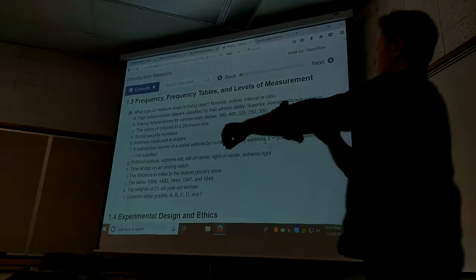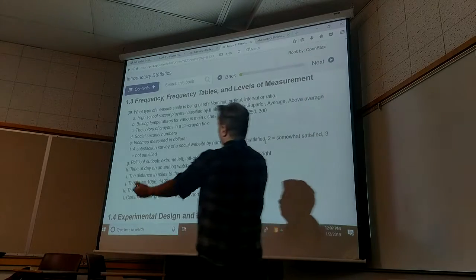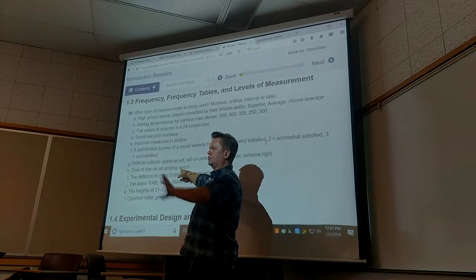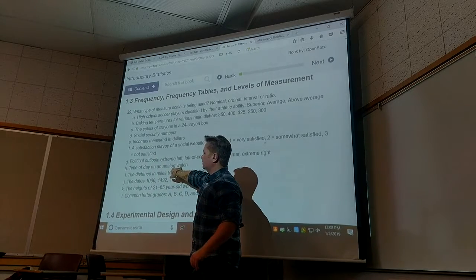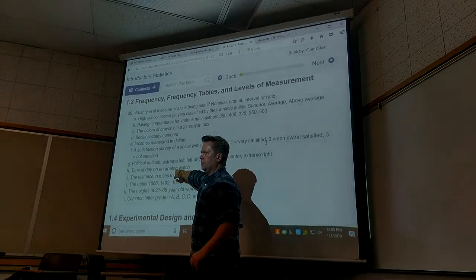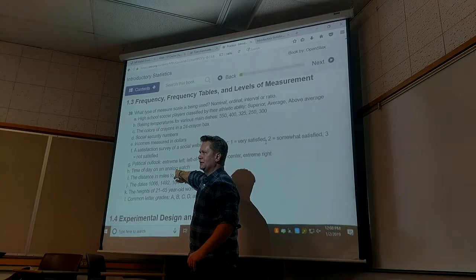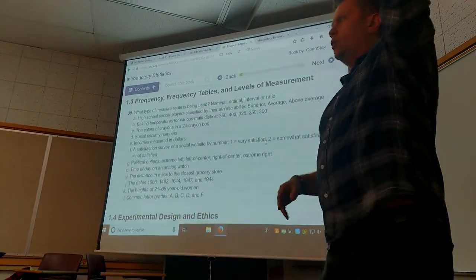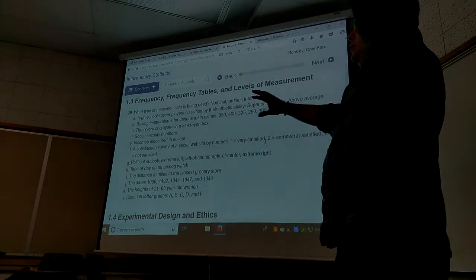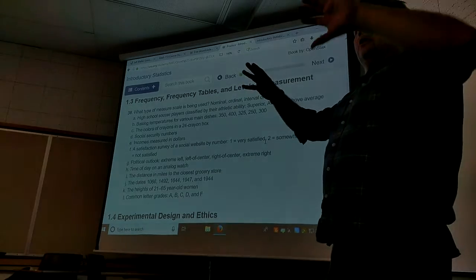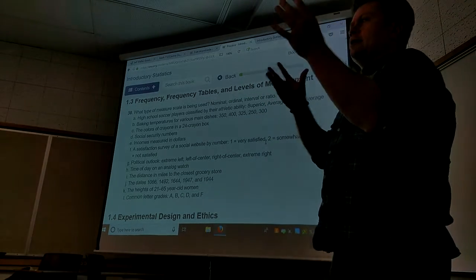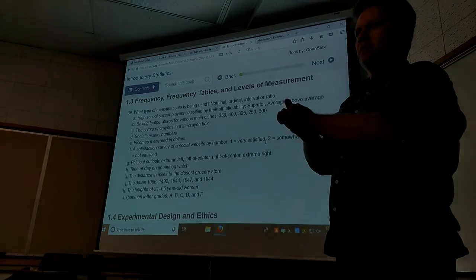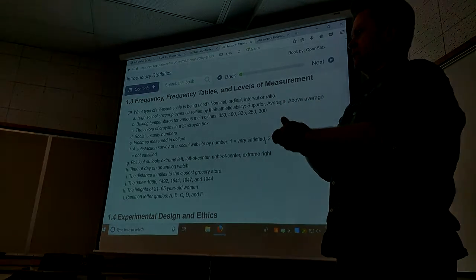So would the time of day on an analog watch be ratio? This gets a little bit weirder with something else that we haven't talked about yet, but analog watch means what? It's the hands. So the time on an analog watch. Is it military time? If it's military time, can you subtract the two and an answer makes sense?